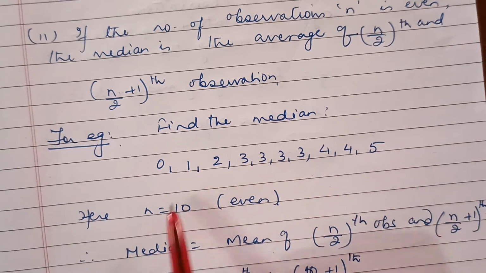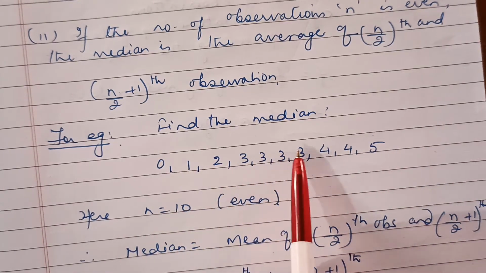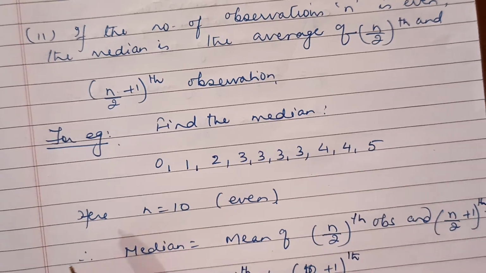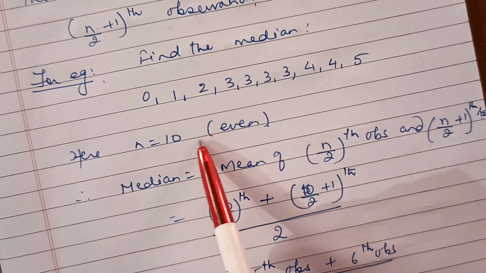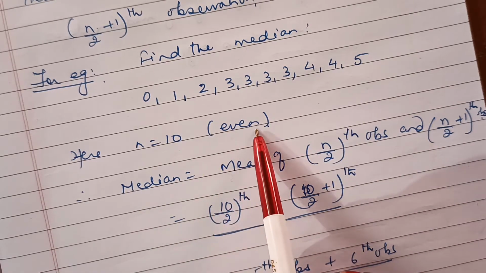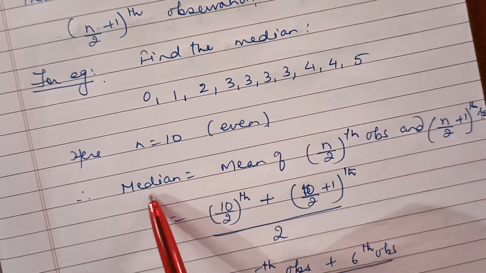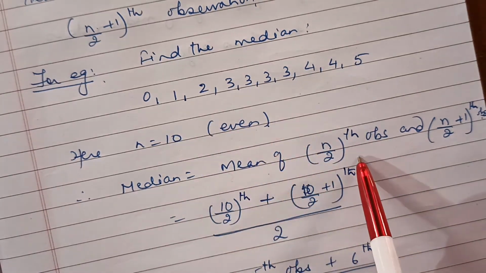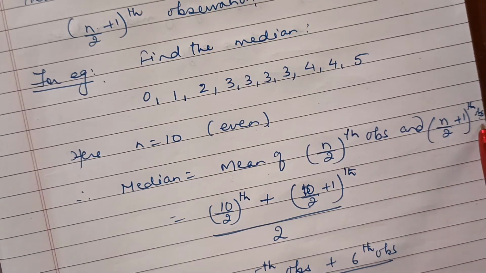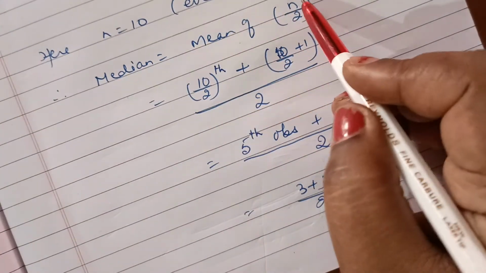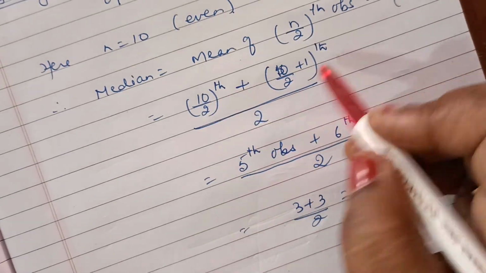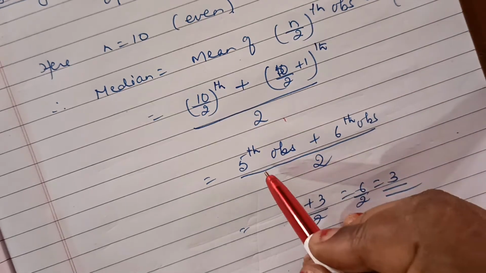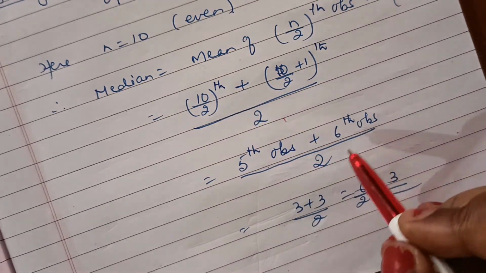So how many observations are there? 1, 2, 3, 4, 5, 6, 7, 8, 9 and 10. So there are 10 observations. So n is equal to 10, which is even. Now what is the formula for finding it? It is ungrouped data, so it will be the mean of the n by 2th observation and the (n by 2 plus 1)th observation. Now what is n by 2? That is 5. So it is the 5th observation plus the 6th observation, divided by 2.